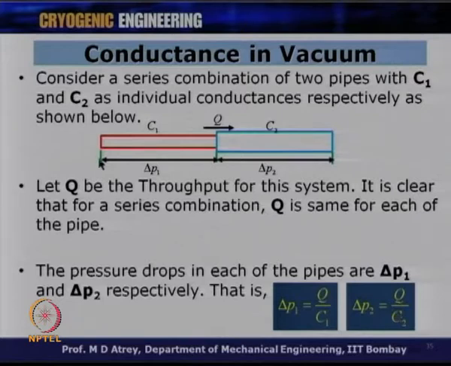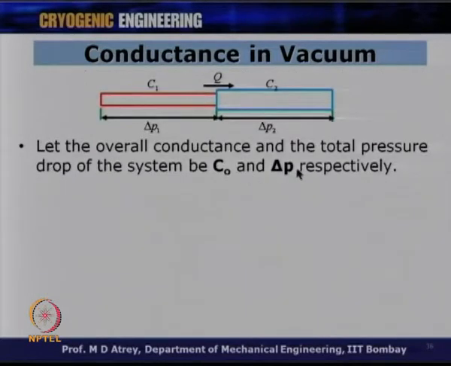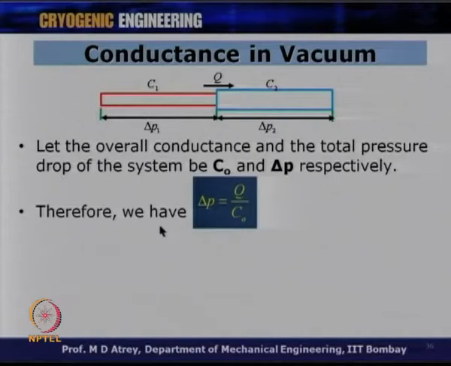And what we know, let us have an overall conductance as C0 and let us try to relate that to this. We also know that the overall pressure drop delta P is equal to delta P1 plus delta P2. So, let the overall conductance and the total pressure drop in the system be C0 and delta P respectively. And what we know therefore is the equation for this is delta P is equal to Q upon C0, all right.